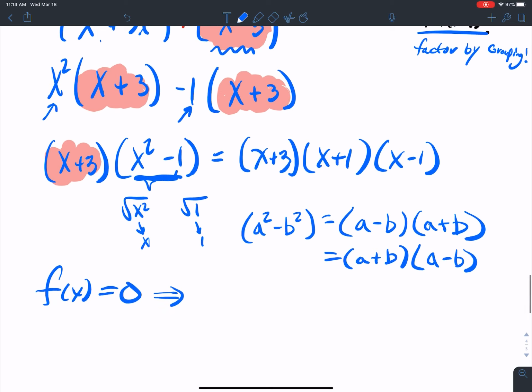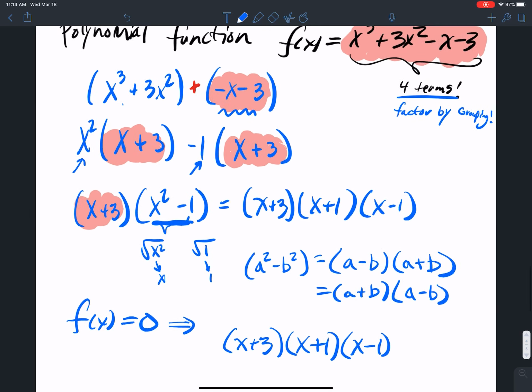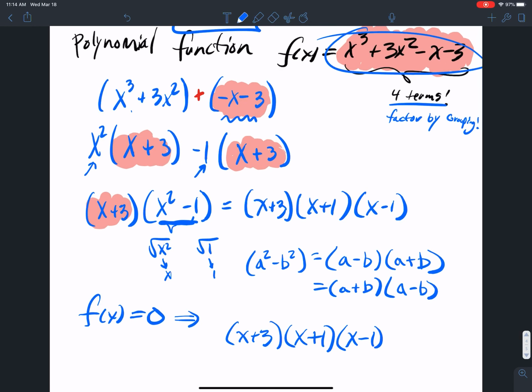What is f of x? F of x is x plus 3 times x plus 1 times x minus 1. That's the factored form of this polynomial right here. Okay? And I set it equal to 0.